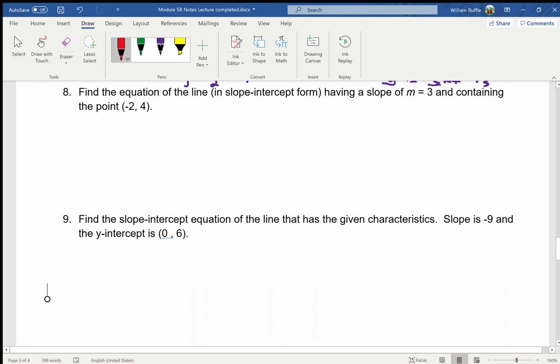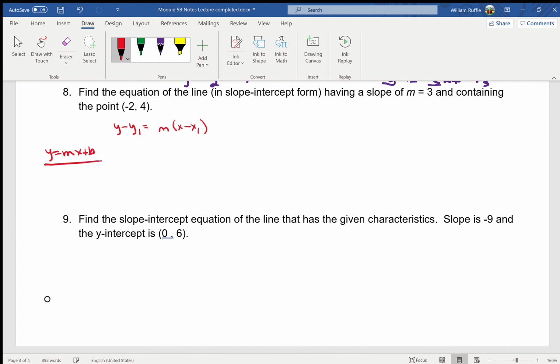One of the first things we have to remember is the point-slope formula: y minus y1 equals m times x minus x1. And we always want to write our final form in y equals mx plus b format. That's our end goal. So, when I use this, I have been given the slope is 3, and the point is negative 2, 4. So this is x1, this is y1.